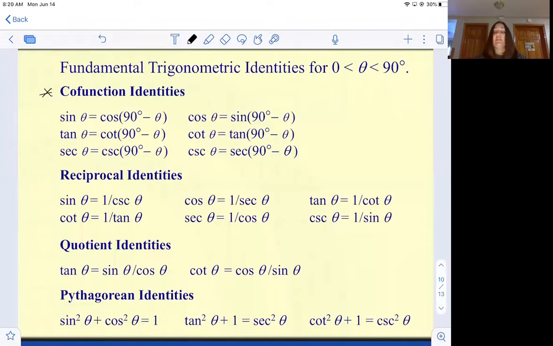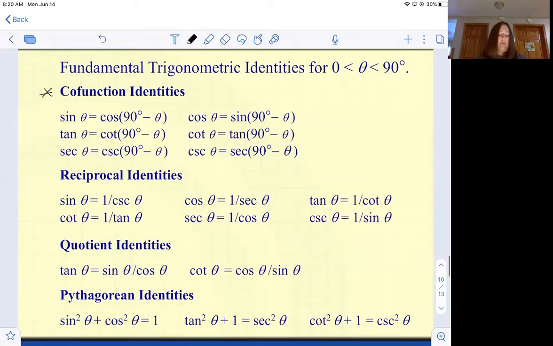Quotient identities, this is something that we haven't talked about yet, but tangent is defined as sine over cosine. So if you know the value of sine and you know the value of cosine, you can divide them to find the value of tangent. Vice versa, since they are reciprocal identities, the cotangent is the cosine over the sine.